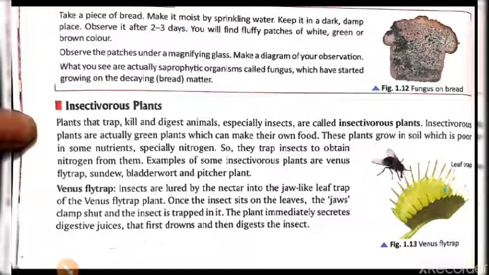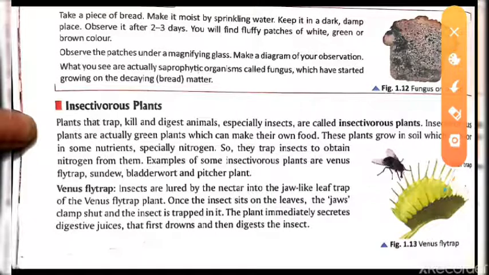So insectivorous. The name itself tells what it means. The plant which feeds on insects is known as insectivorous. You may not have seen insectivorous plants till today, but they are present around us. What they do is trap insects. If insects are sitting on their leaves, they trap and eat them so that they get some nutrients.